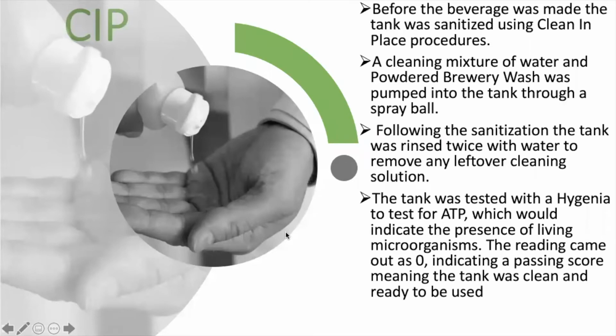Before the beverage was made, the tank was sanitized using clean-in-place procedures. A cleaning mixture of water and powdered brewery wash was pumped into the tank through a spray ball. Following that, the tank was rinsed twice with water to remove any leftover cleaning solution that may be left behind. The tank was then tested with a Hygiena to test for ATP, which would indicate the presence of living microorganisms. The reading came out as 0, indicating a passing score, and meaning the tank was clean and ready to be used.